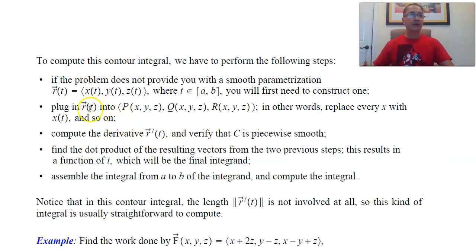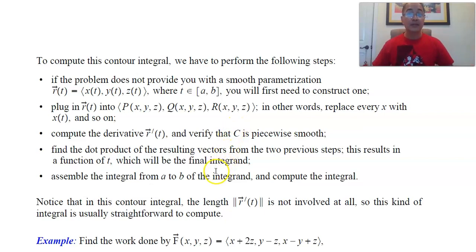Okay, take the dot product of the results from these two steps, simplify if you can, and that is what you are going to integrate from A to B. I would strongly suggest that you do the plug-in first before you take the derivative, because one of the biggest mistakes, I've seen it so many times, is plugging in the components of r prime into P, Q, and R. No. You plug in the original parameters, these expressions, into your x, y, and z.